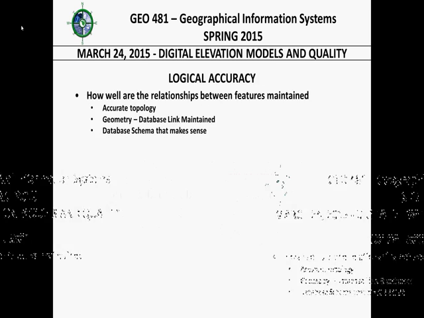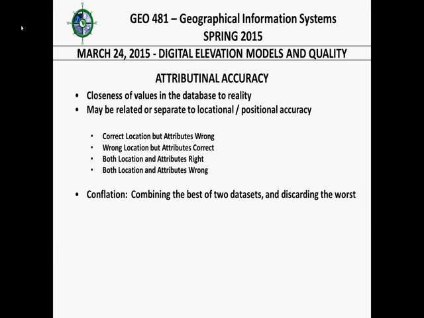So some of this actually overlaps what we already talked about, so we can go through this pretty quick. Attributional accuracy might be mentioned in metadata to indicate how close the values are to reality. And if you think about that in terms of locational attributes, or locational accuracy, there's 4 potential things. You could have a point in the right location and is correct, or you could have one of the two. So both location attributes are right, or they're both wrong, or just one of the two are right.